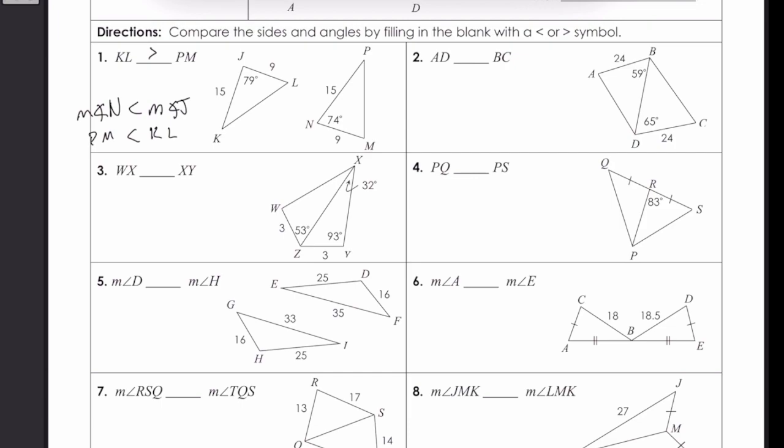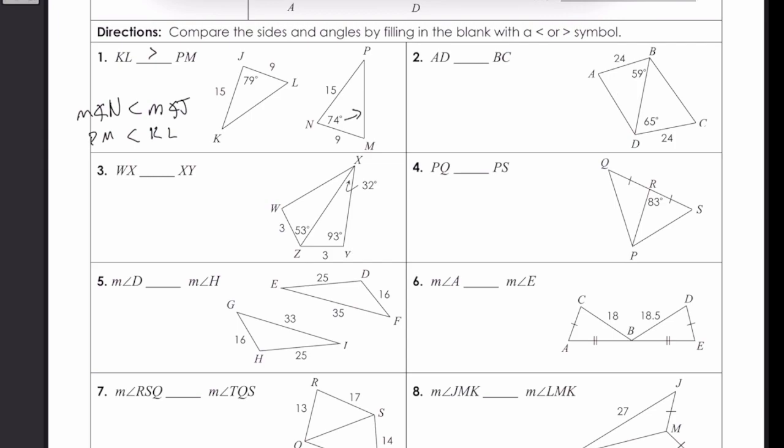So if we're looking at number 2, 65 is the bigger angle. It's opposite of BC, so BC will be the bigger side compared to AD. That's all you need to look for. And we know this is congruent because it is one side that's in both triangles. The 24s are congruent, and these are not congruent, but they are the included angles.